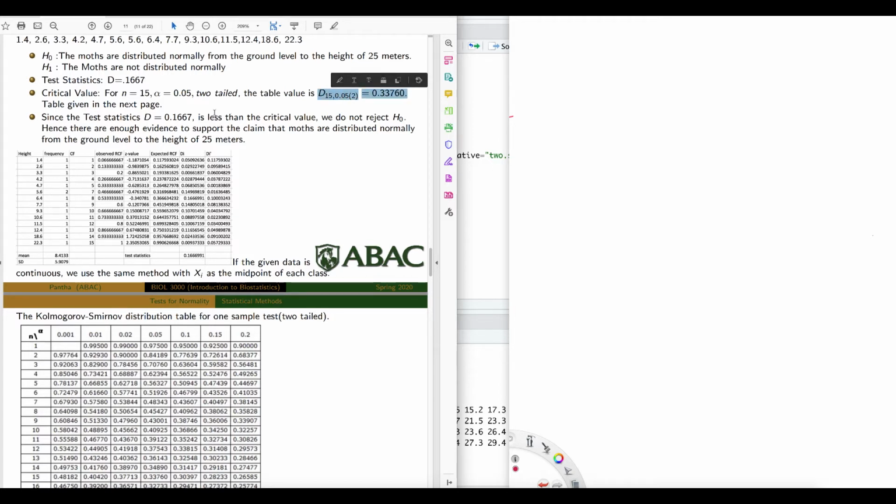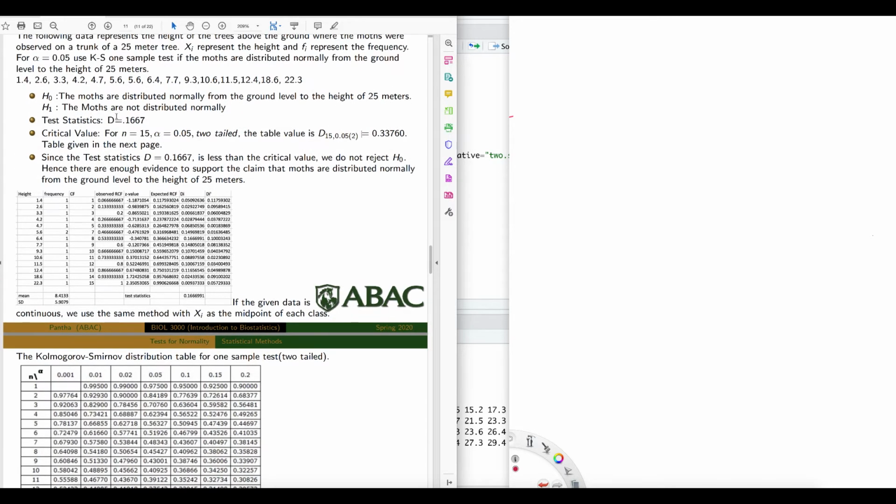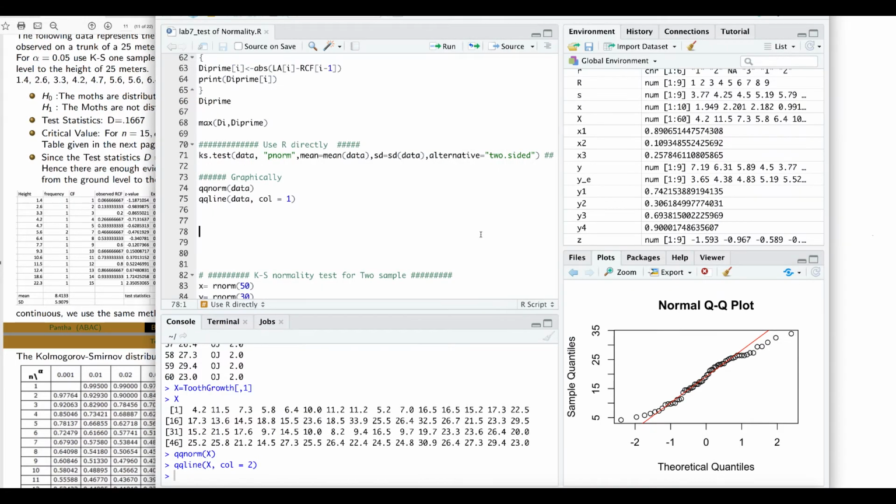So is our test value bigger than the critical value or less than the critical value? Our test value is less than, right? The test statistic is less than the critical value. We do not reject H0, meaning that the sample is taken from a normally distributed population, or you can say that the sample follows the normal distribution.